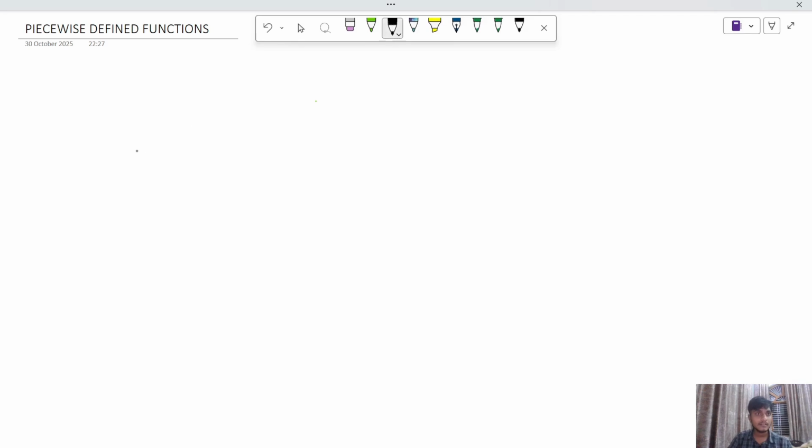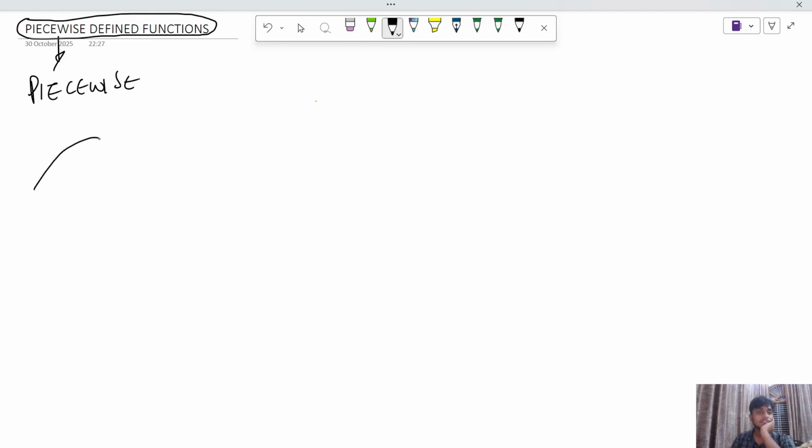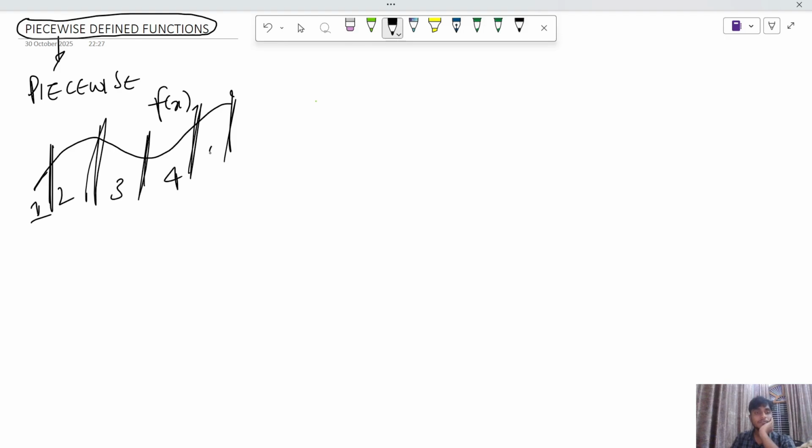Let's start. Piecewise defined function. There is no formal definition, but the name itself is referring to pieces. Say there is a function, let's say this is the function f of x. It's not the same throughout. You can say this is one piece, this is the second piece, this is the third piece, this is the fourth piece, this is the fifth piece. So 1, 2, 3, 4, 5. This is how a piecewise defined function is. The basic idea is simple.